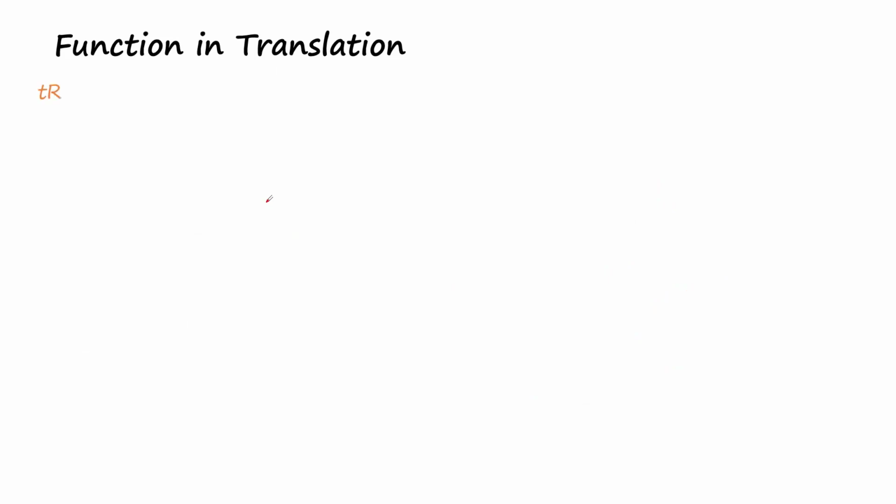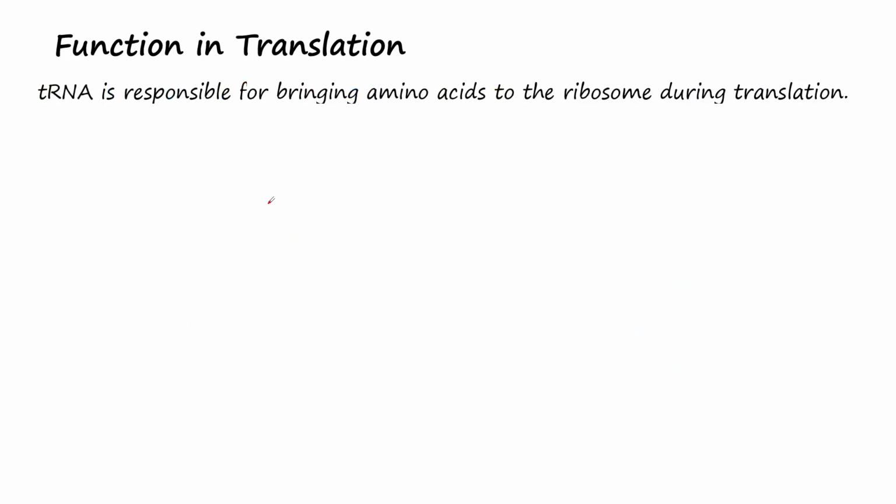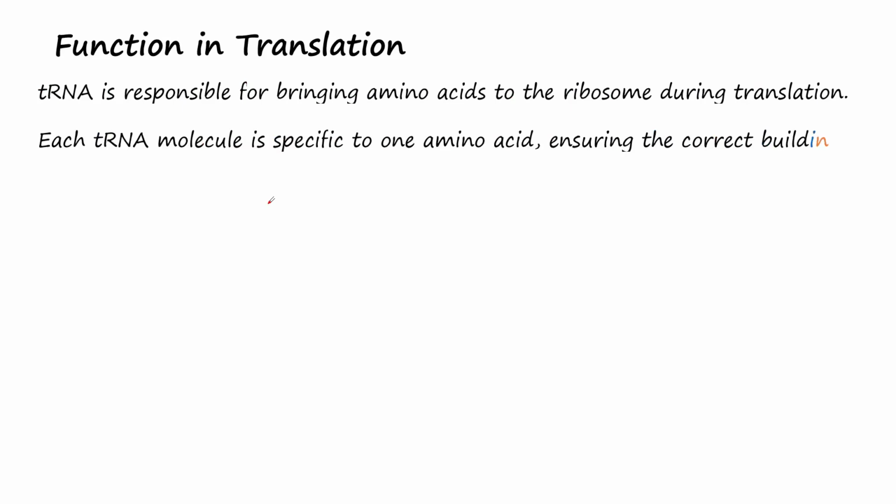So, functions in translation. Transfer RNA is responsible for bringing amino acids to the ribosomes during translation. So it is actually the work of transfer RNA to bring an amino acid to the ribosome for protein synthesis. And each transfer RNA is specific to one amino acid, ensuring the correct building blocks are used. So you see, we have 20 amino acids that are found in living organisms, and those 20 amino acids have their own specific transfer RNA.